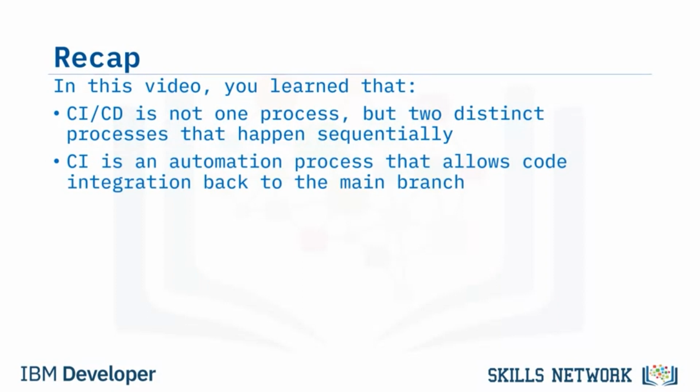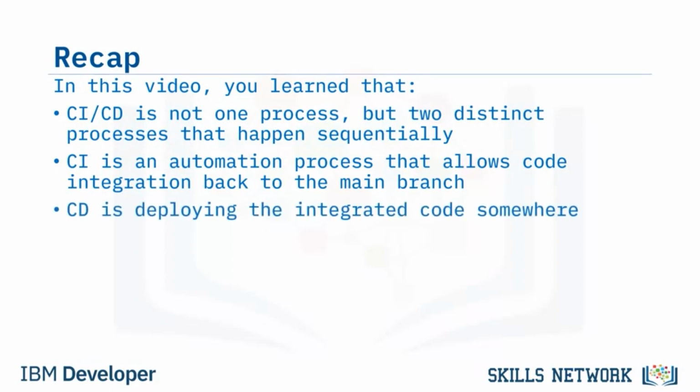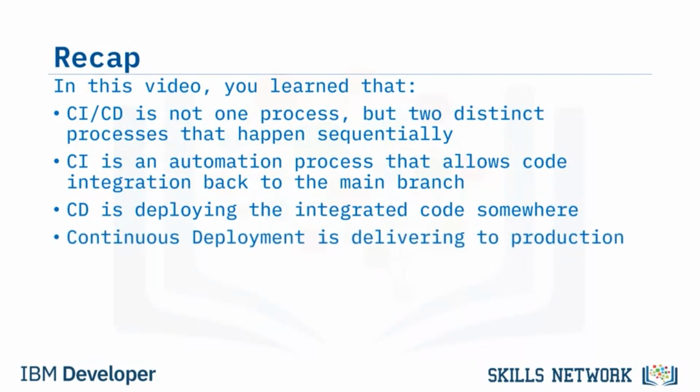Continuous integration is an automation process that allows developers to continuously integrate their code back into the main or master branch. Continuous delivery is the next phase after CI that takes integrated code and deploys it somewhere like a staging, testing, or pre-production server. Continuous deployment is delivering the code to production.